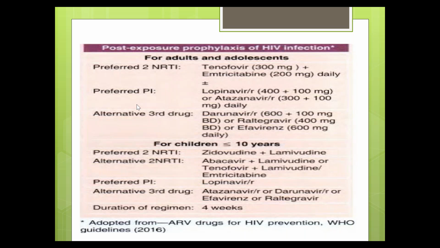Okay, whichever is suitable to the patient, we'll give that drug. And for children less than 10 years, the preferred 2 NRTIs, this is always preferred first, are zidovudine plus lamivudine. The alternative 2 NRTIs will be abacavir plus lamivudine, or tenofovir plus lamivudine, or emtricitabine. Okay, protease inhibitors are always the same, lopinavir and ritonavir. The third drug will be the same, integrase inhibitors will be added to this, atazanavir or efavirenz, darunavir or raltegravir, whichever will be added. Okay, the duration of the regimen will be 28 days, that is 4 weeks.